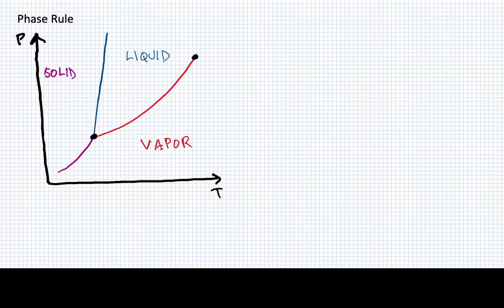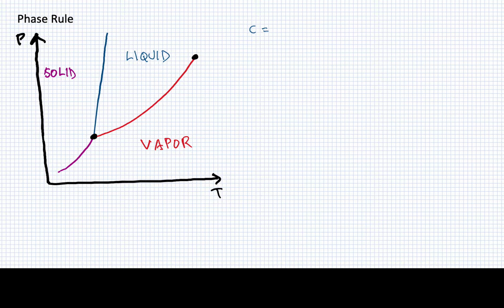I want to finish up our treatment of phase equilibria and phase transitions by introducing you to a simple version of the phase rule. Now, what is a phase rule? Well, it's basically something that tells us something about the features that we find on a phase diagram. So let me explain what I mean.